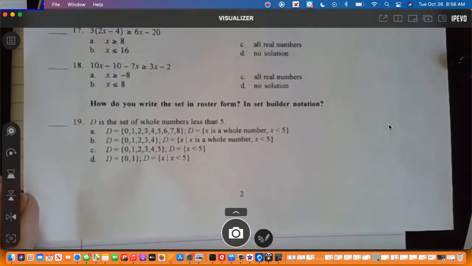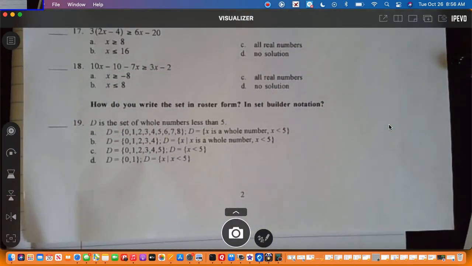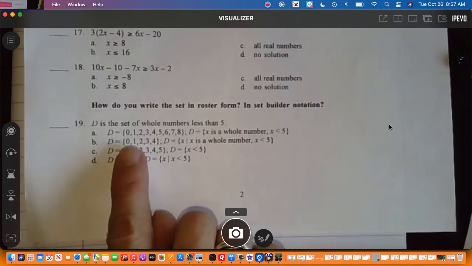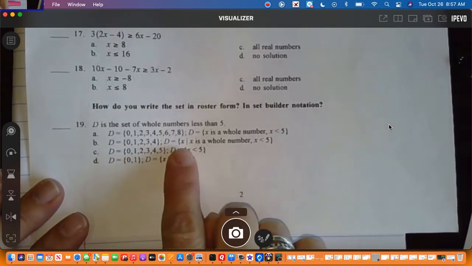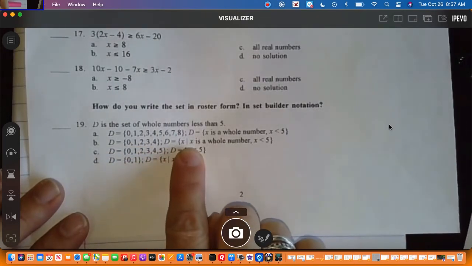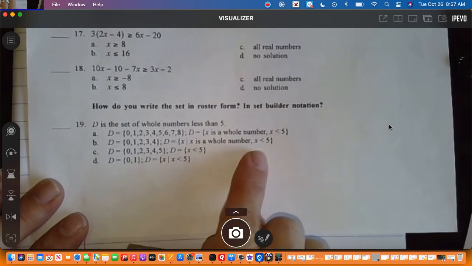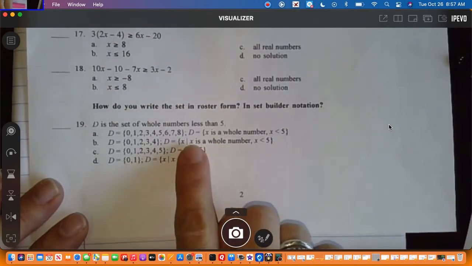It says D is the set of whole numbers less than 5. What are the whole numbers that are less than 5? 0, 1, 2, 3, and 4. So I can already tell which answers only have 0, 1, 2, 3, and 4. B. In roster form, you just list them. Then the next form says x such that x is a whole number and x is less than 5. So your answer is B.